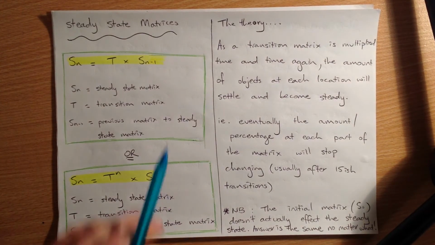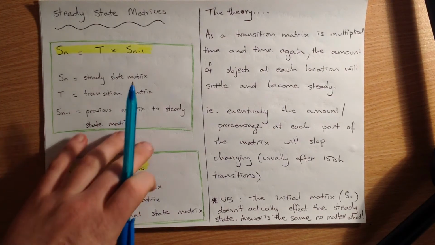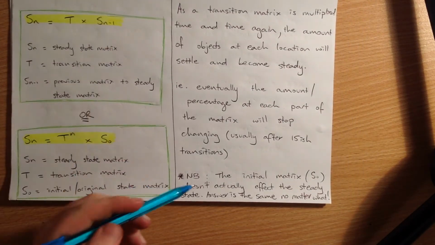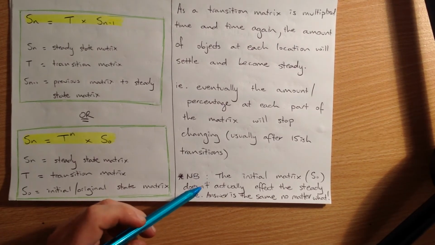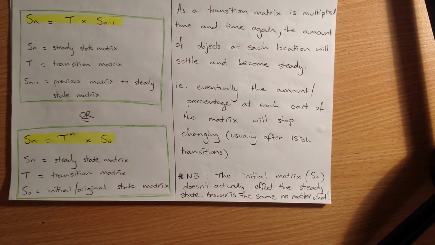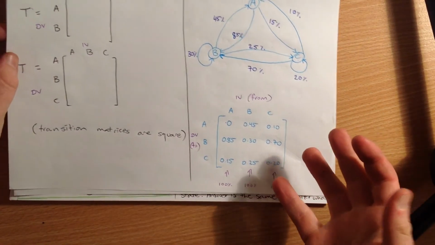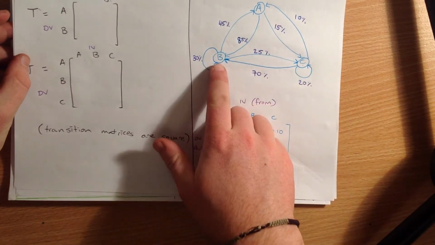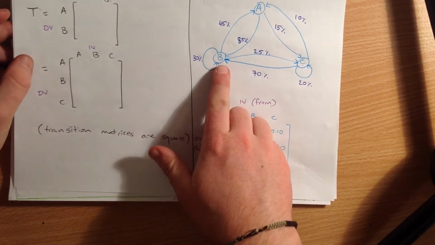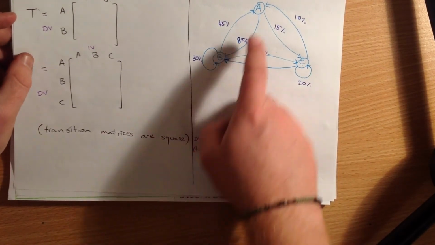So it's important to note, I've just written that down here, that the initial matrix, this S of 0, doesn't actually affect the steady state. The answer's going to be the same no matter what. So what I'm saying is it doesn't matter if there's 100 objects altogether and 50 start here, 20 here and 30 here, or if all 100 start at B, or if 80 start at C, 20 start at B and none start at A.